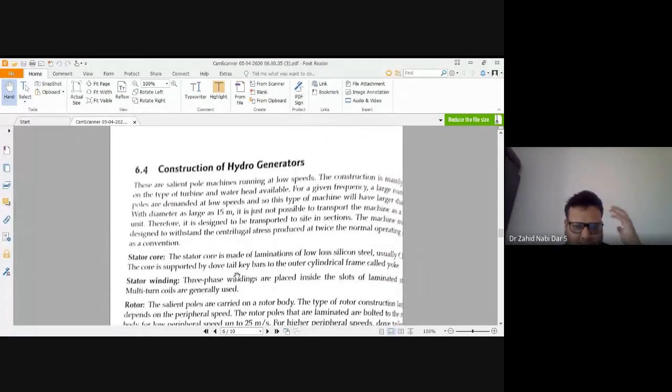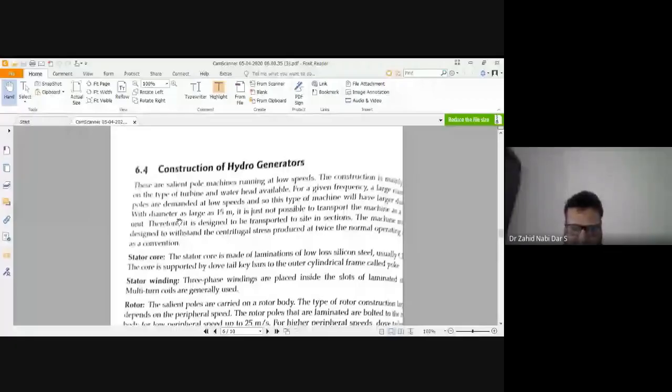Switch off your mics. So basically, we have now seen hydro generators. Hydro generators are slow speed generators, and in hydro generators we noticed we are using salient pole machines running at low speed. The construction depends mainly on the type of turbine and water head available for a given frequency. A large number of poles are demanded because, as I already told you, frequency is P N by 120. If you have low speed, your poles have to be increased, and so this type of machine will have a larger diameter, as large as 15 meters.